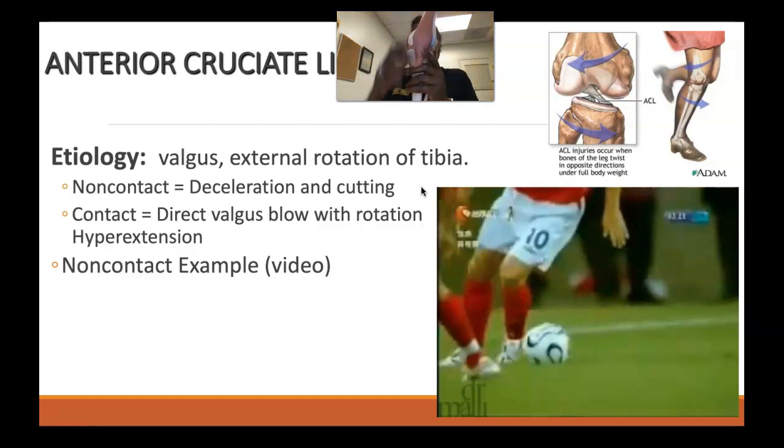So what is the mechanism of injury for the anterior cruciate ligament? Are you guys ready? Okay, so it's a valgus load, one in which that MCL is going to be stretched. It's going to be external rotation. Are you guys seeing that? Coupled with a little bit of knee flexion, right? So let me do it again. Valgus load, external rotation, right? And what you'll see is that ACL gets pretty stretched.